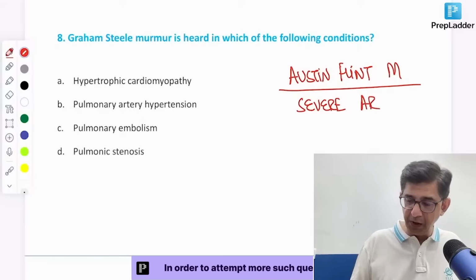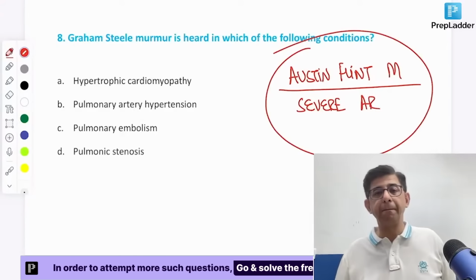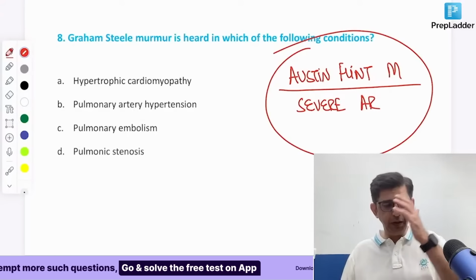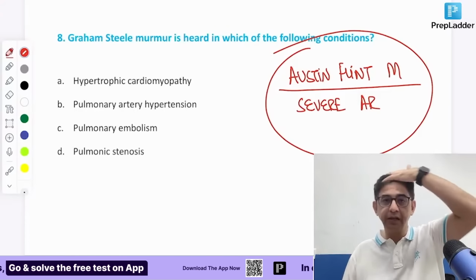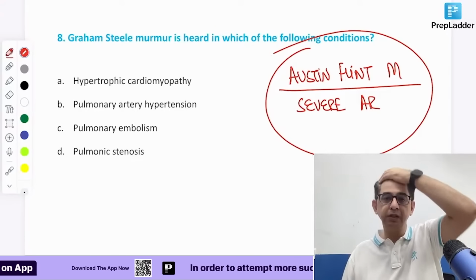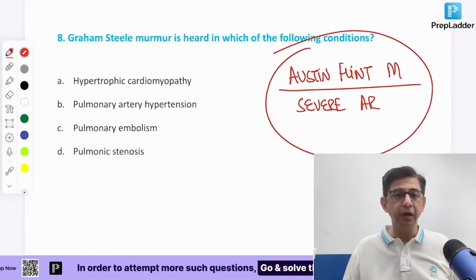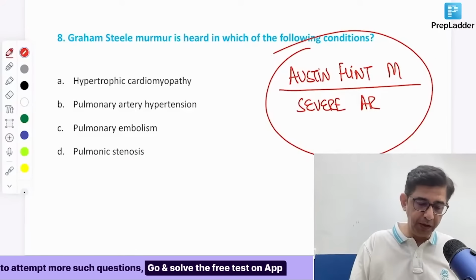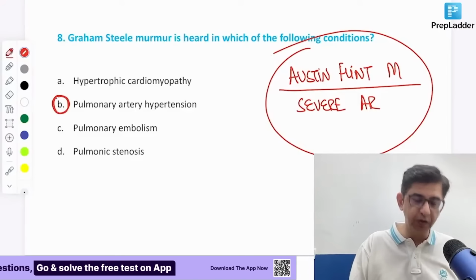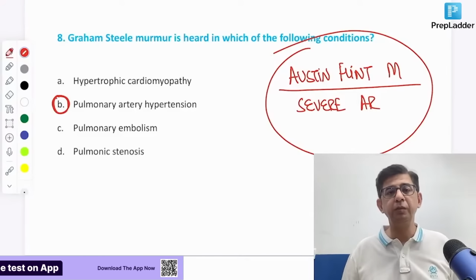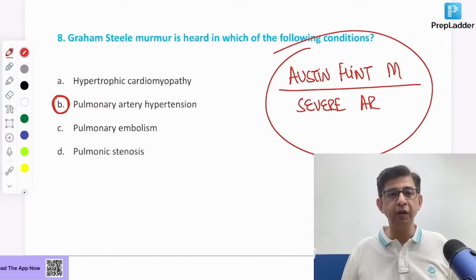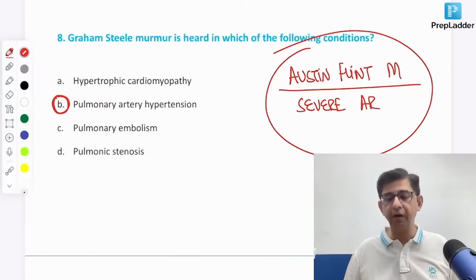The second murmur that I always want you to remember is Graham Steell murmur. That's a murmur of pulmonic regurgitation. Graham Steell murmur is seen in, the answer is, yes guys, pulmonary artery hypertension. The answer in question number 8 is option number B. Graham Steell murmur is a feature that is seen with B, that is pulmonary artery hypertension.